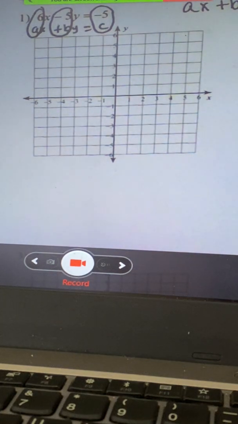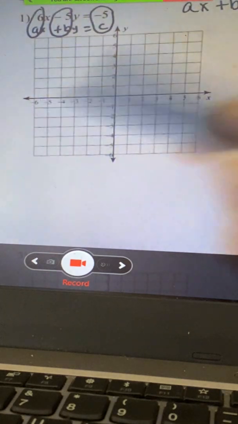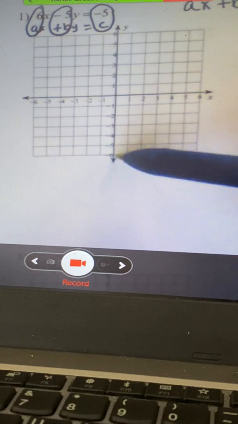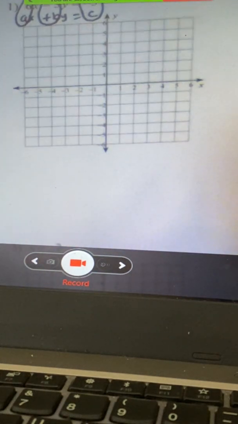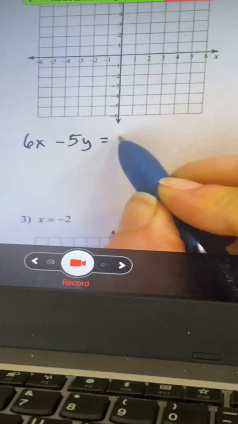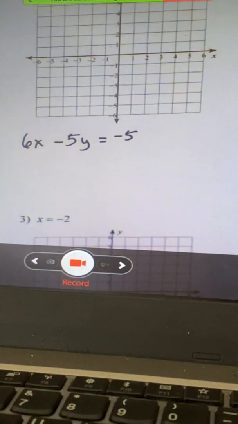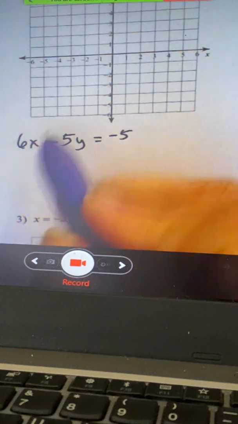All right, so what we're going to do is we're going to come up with an x-intercept and a y-intercept. And if you'll remember, the x-intercept is going to touch the x-axis somewhere on the x-axis. The y-intercept will touch the y-axis somewhere. As I said, this is not difficult, but it can get confusing very fast. 6x minus 5y equals -5. That's the problem, right?